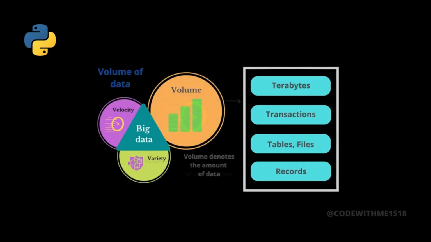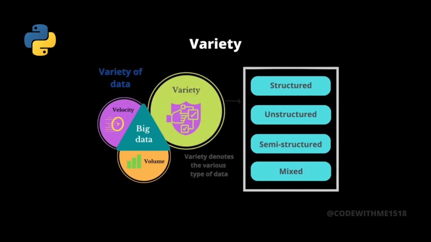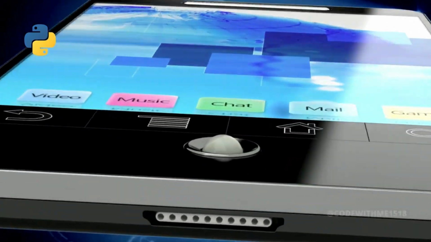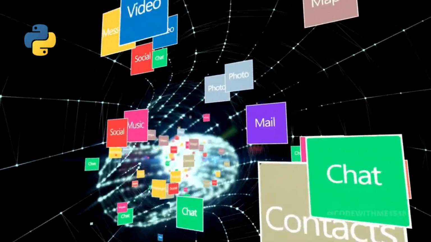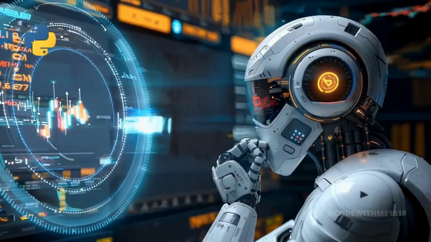Velocity. Data is generated at high speeds and needs to be processed quickly. Variety. Data comes in various formats, including structured, semi-structured, and unstructured. To handle big data, we need distributed computing, which allows data to be processed across multiple machines, enabling faster processing and analysis.